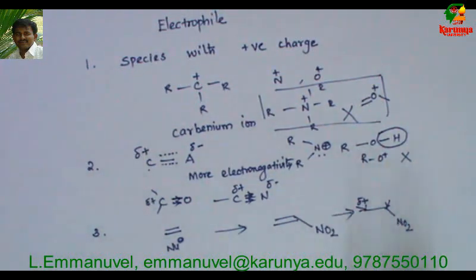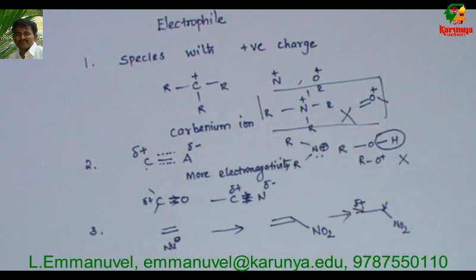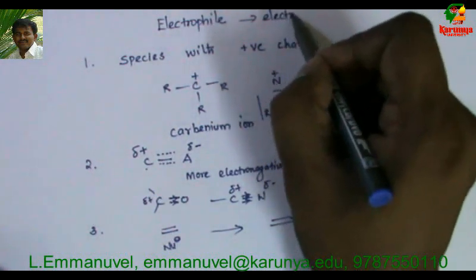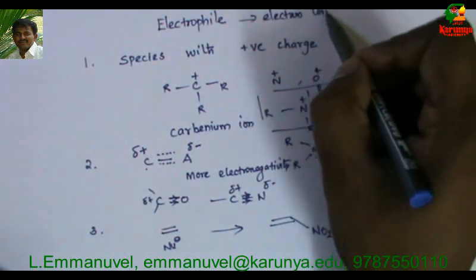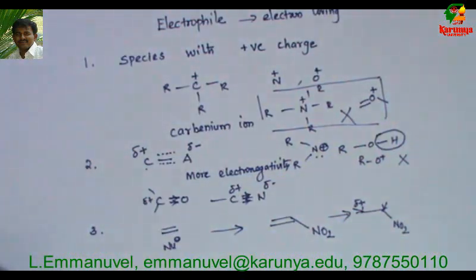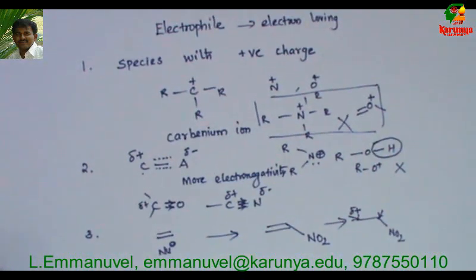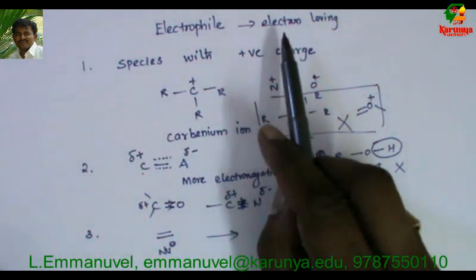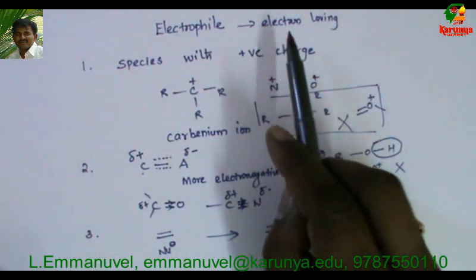So I have classified the electrophile into three categories. I hope you know what is electrophile. Basically, they are electron loving. That means the electron density is very less in that. It has positive charge.